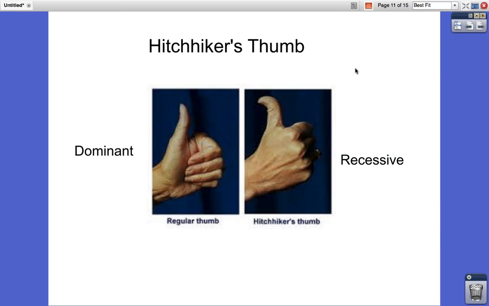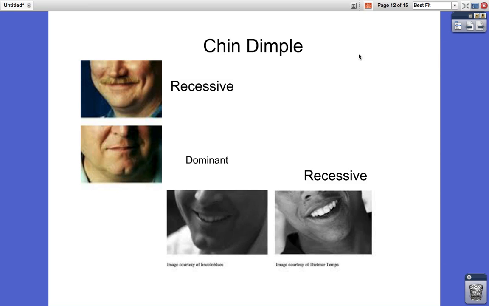Hitchhiker's thumb. If you put your thumb up and it goes back even just a little bit, that means you have hitchhiker's thumb. Some people don't have that ability at all. It goes straight up in the air. Chin dimple. Chin dimple is a dominant trait, kind of like this guy has, and this guy, and Tom Brady. But a lot of people don't have a chin dimple, and that's recessive, right in here.